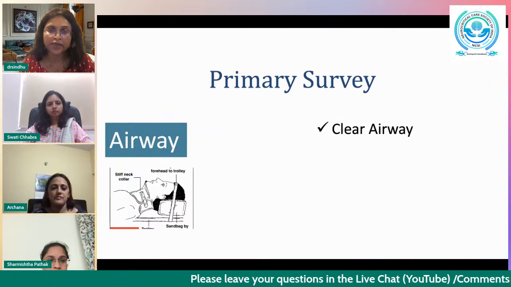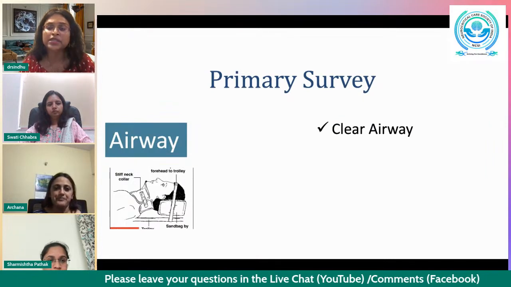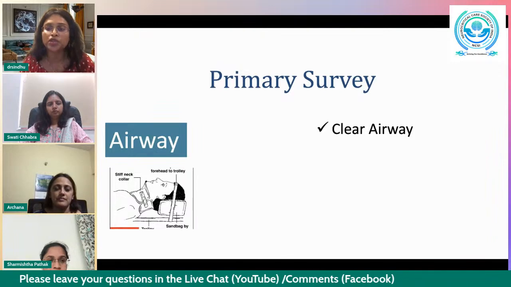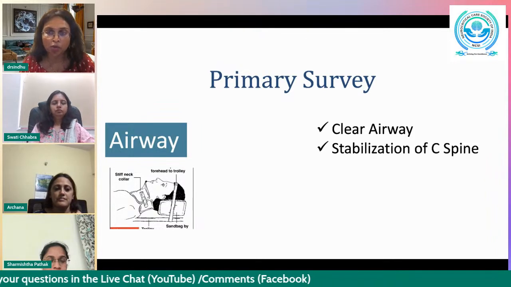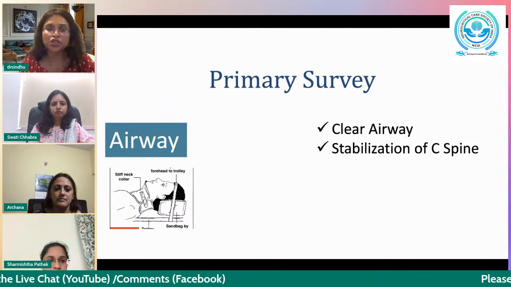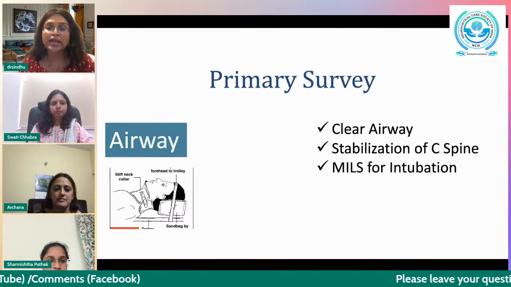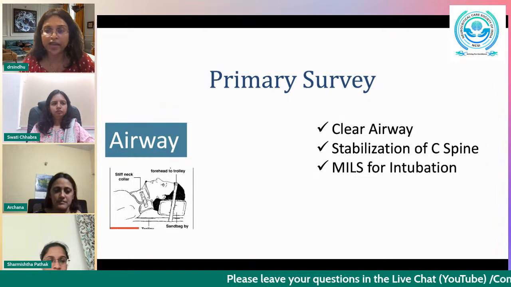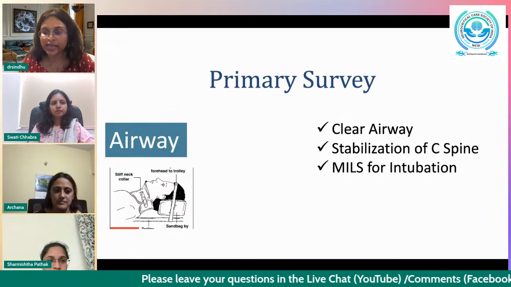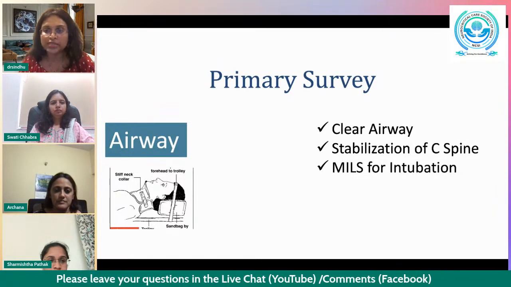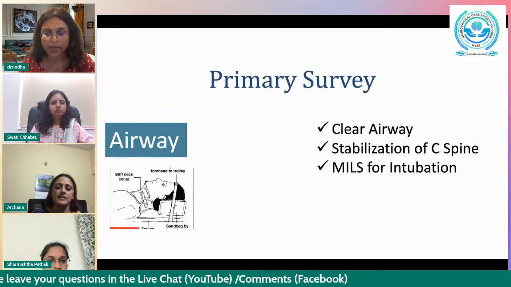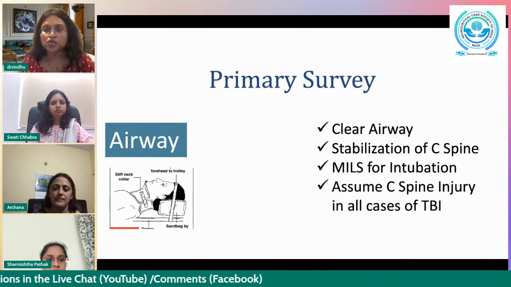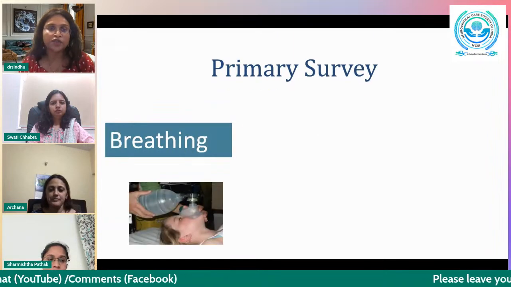So in the primary survey, in the airway, clear the airway. There might even be some vomitus in the patient's airway, so put your finger inside and sweep out the vomitus if it is possible. Stabilize the C-spine by putting a collar. And if intubation is required, like I said, assume cervical spine fractures are there until proved otherwise. So use MILS, that is manual inline stabilization, for the intubation. So yes, assume C-spine injury in all cases of TBI.